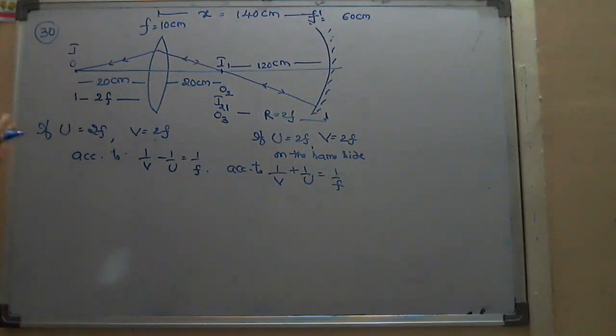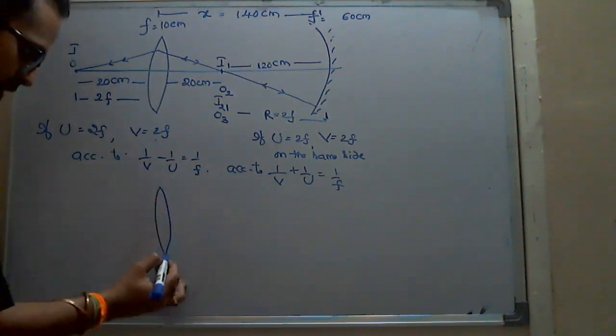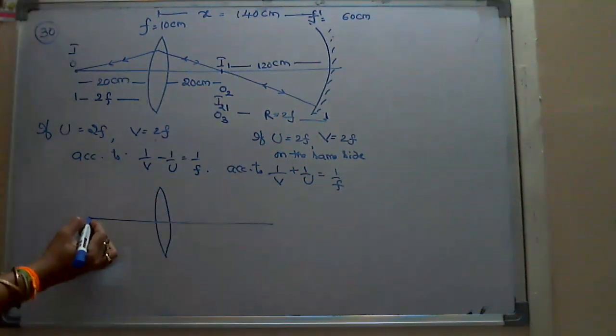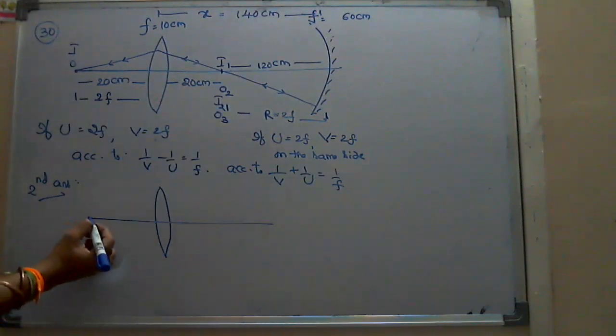Why I explained this one: if it is an IIT multi-option question, you will get two answers for this. One answer is 140 centimeters. And what will be the other answer? Suppose this is the convex lens and the object is placed. This answer, 140 centimeters, is correct, but it is not in the options. So here we are checking the second answer.